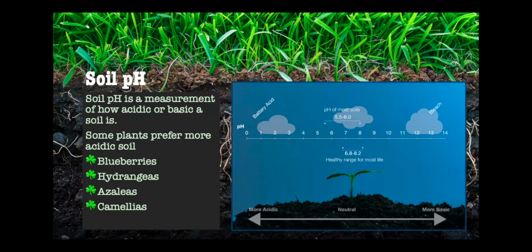Some plants do need more acidic soil, in which case you may have to amend your soils. That's why you need a soil test report, because you don't want to add lime or sulfur, which are ways to change your pH, if you don't need to change it. So you can test this. You can buy a kit and try to test this at home. This is a lot more accurate, the University of Delaware one. So blueberries, hydrangeas, azaleas, camellias, all those like more acidic soil. And you can fertilize them with an acid plant food of some sort to make them happy.